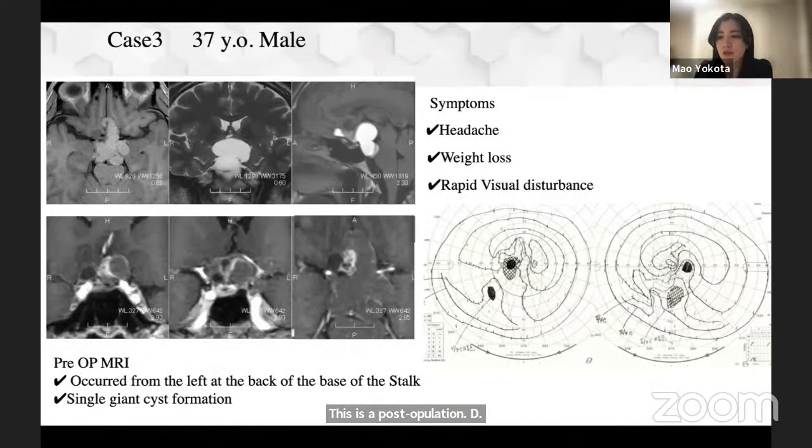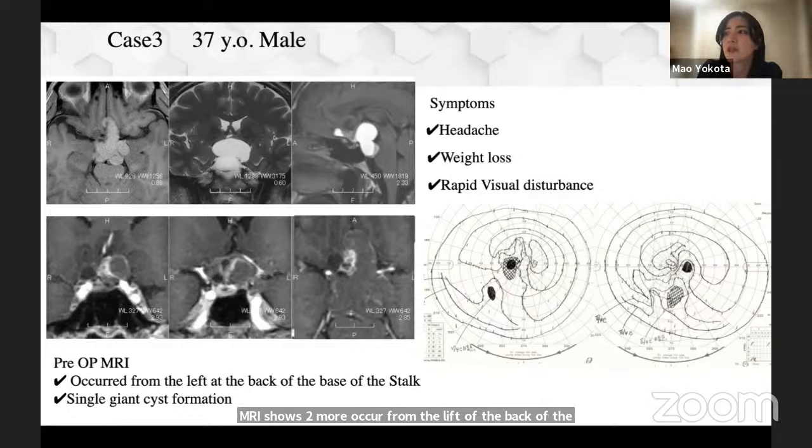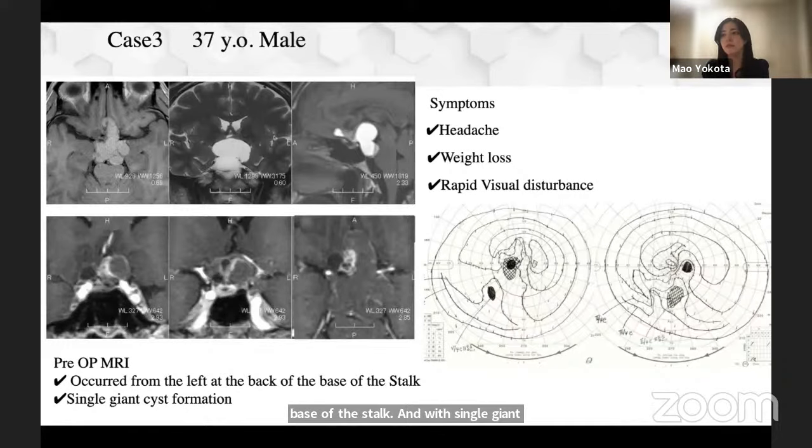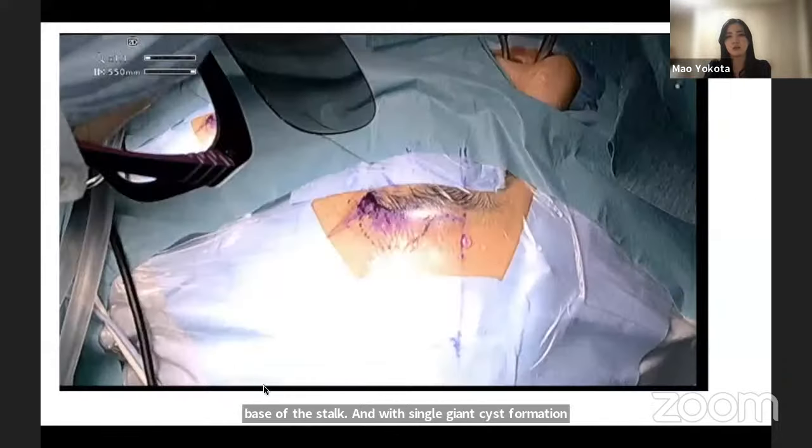So this is case 3, a 37-year-old male. He presented with rapid visual disturbance and headache. MRI shows a tumor arising from the left of the back of the base of the stalk, with a single giant cyst formation. So, I will show videos.